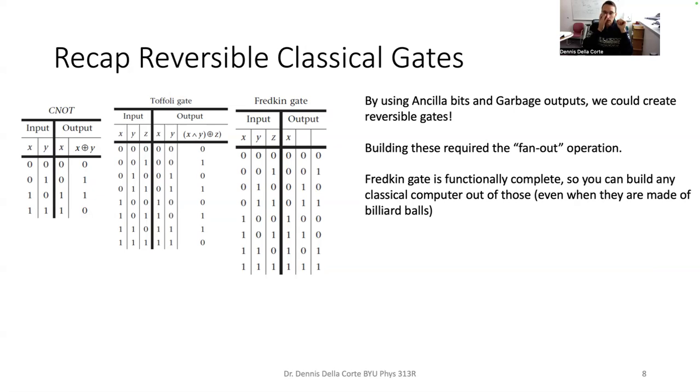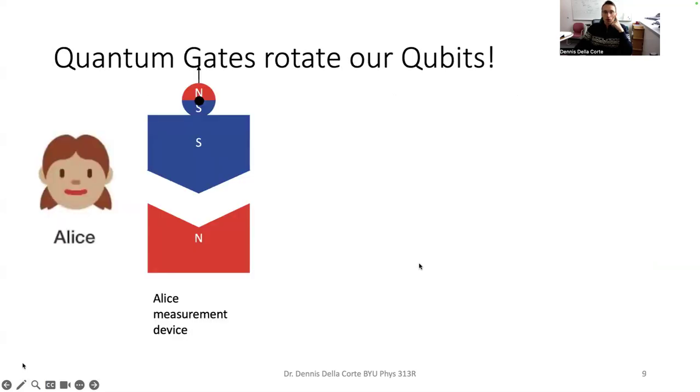And in order to build these, we had to use an operation called fan out, which works in classical computers quite well. If you have an electrical signal, you can just branch it off and send it in parallel wires. But if you have qubits, you will see that that would be a bit more difficult. And we saw that some of these gates are functionally complete, which means you can build any more complicated circuit just using those specific gates, like the Toffoli or the Fredkin gates.